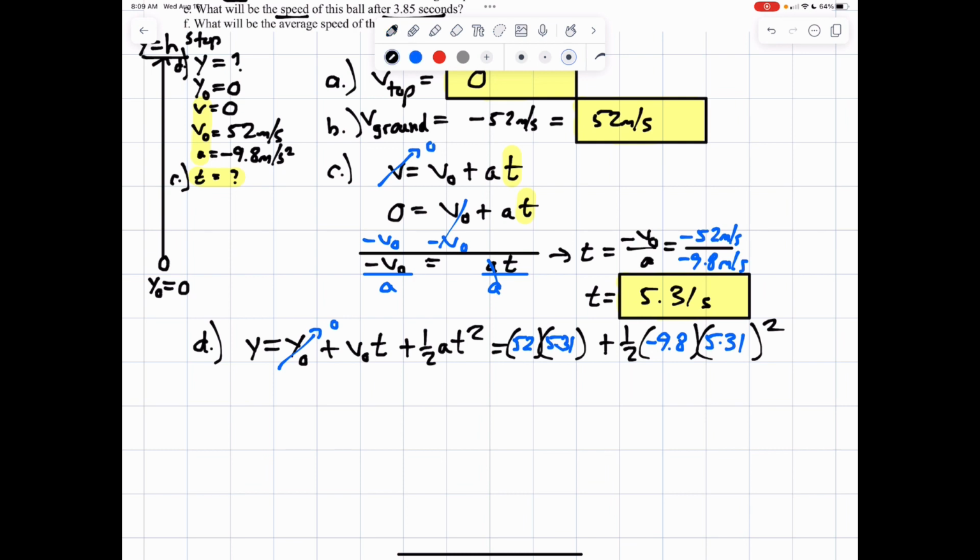Okay, now if I compute this, 52 times 5.31 is about 276.12, minus, and if we go 5.31 squared times 9.8 and then take half of it, we're looking at about 138.16. If we subtract those, you'll get about 138 meters is how high the ball gets.